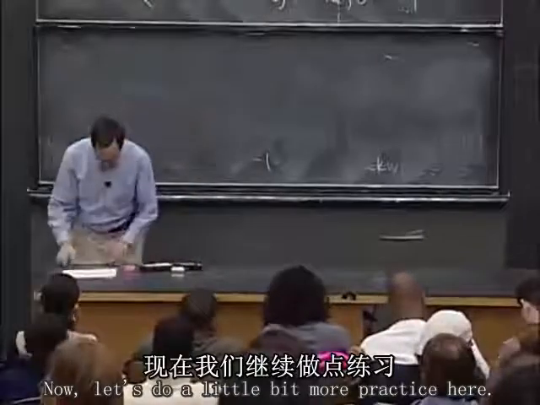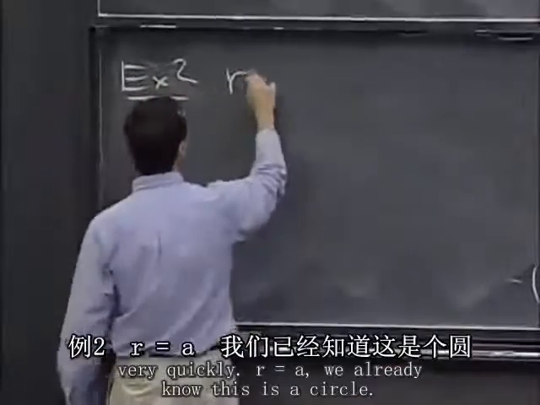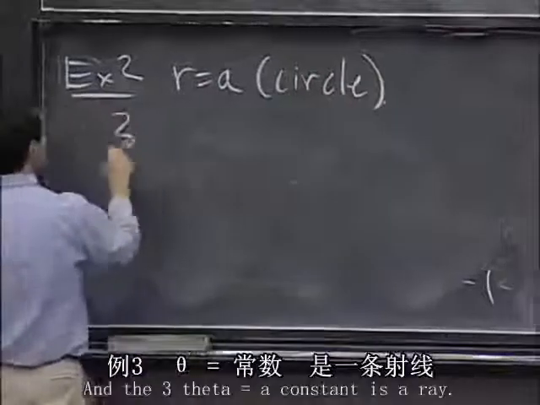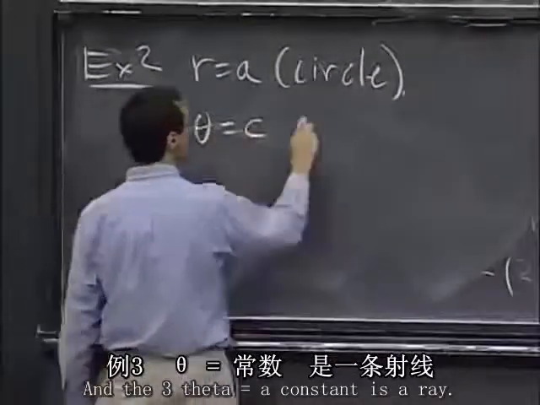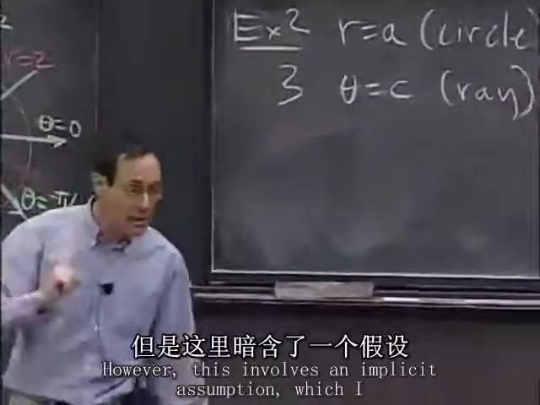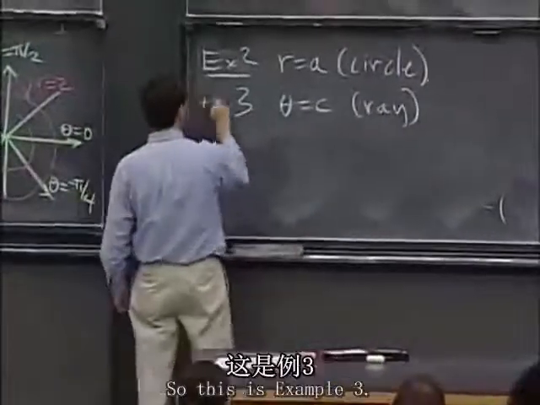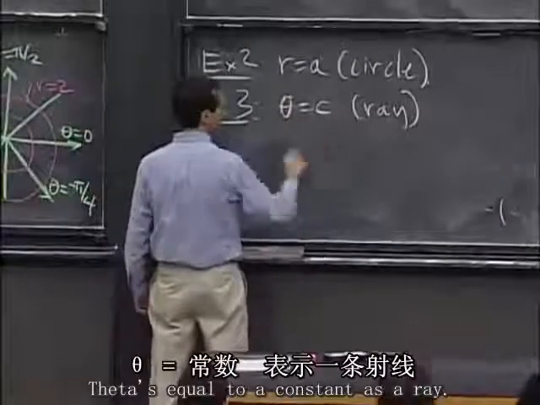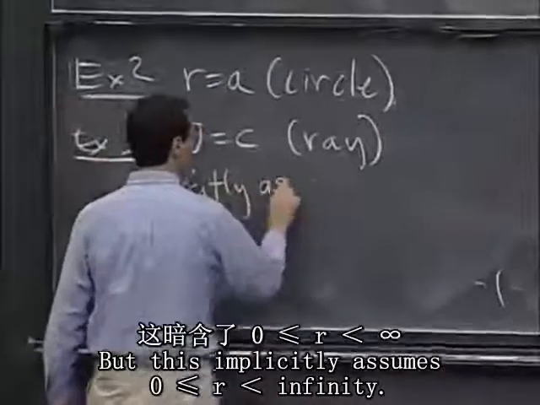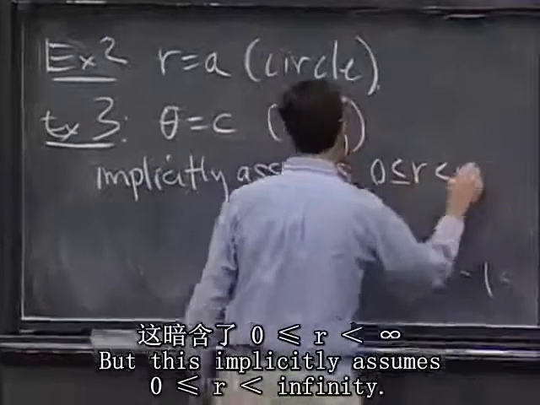Let's do a little bit more practice here. There are some easy examples, which I will run through very quickly. r equals a, we already know this is a circle. And theta equals a constant is a ray. However, this involves an implicit assumption, which I want to point out to you. So this is example 3. Theta equal to a constant is a ray. But this implicitly assumes zero is less than or equal to r is less than infinity.